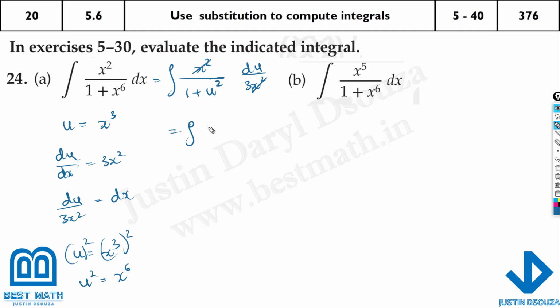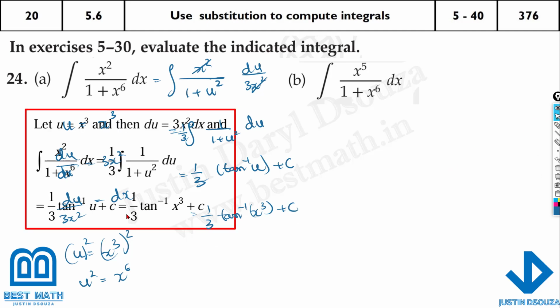And now this integral, it's 1/3. I'm going to write it out: 1 by 1 plus u squared du. It's similar to 1 by 1 plus x squared dx. It's tan inverse x. So the answer is 1/3 of tan inverse u in this case plus c. That is equal to 1/3 tan inverse. What was u initially assumed to be? It is x cubed, plus c. So that is the final answer here. That's it. So it's 1/3 tan inverse x cubed plus c.